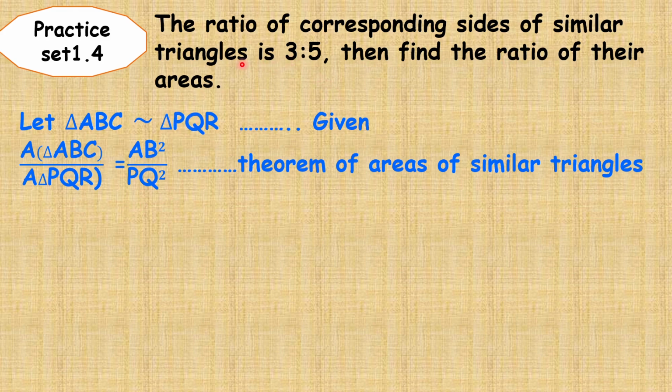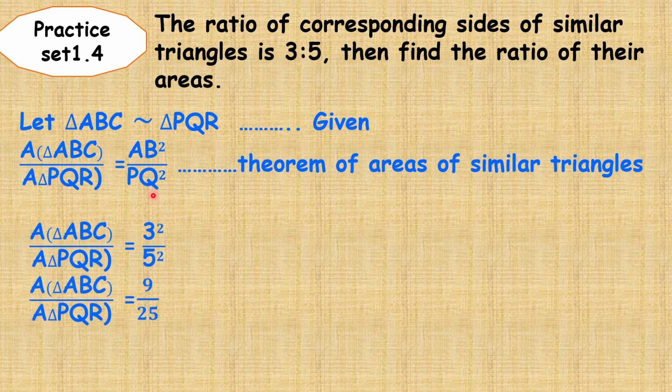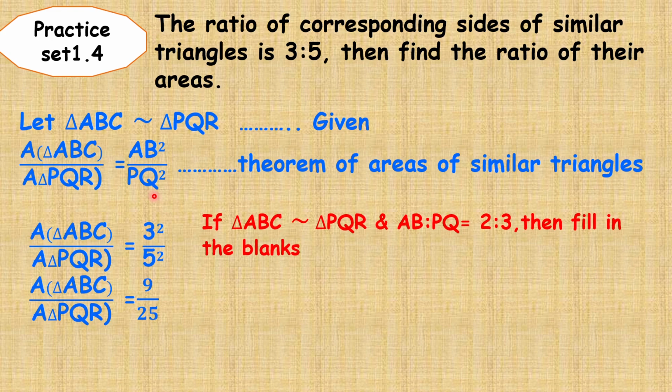The ratio of corresponding sides is given 3:5. Therefore, 3 square upon 5 square. That means 9 upon 25. Therefore, the ratio of their areas is 9:25. We solve the second example.